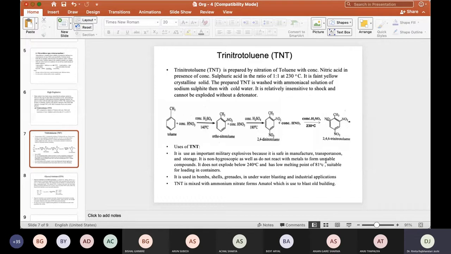So it is safe in transportation as well as in storage, because it is non-hygroscopic as well. It does not react with metals to form unstable compounds. It does not explode below 240 degrees Celsius and it also has a low melting point. Another plus point is that it has a low melting point of 81 degrees Celsius, so it is suitable for loading in containers.